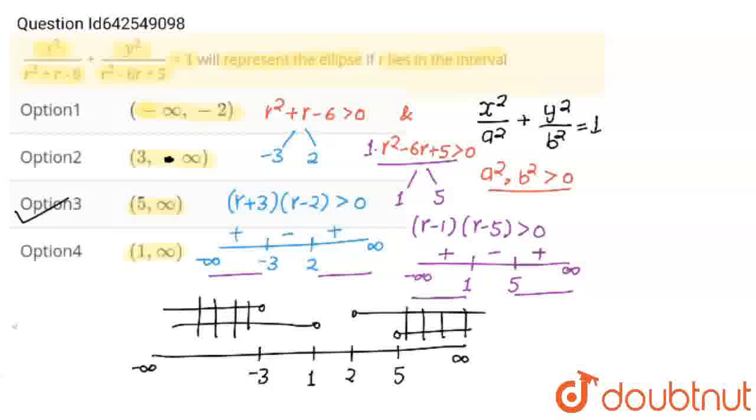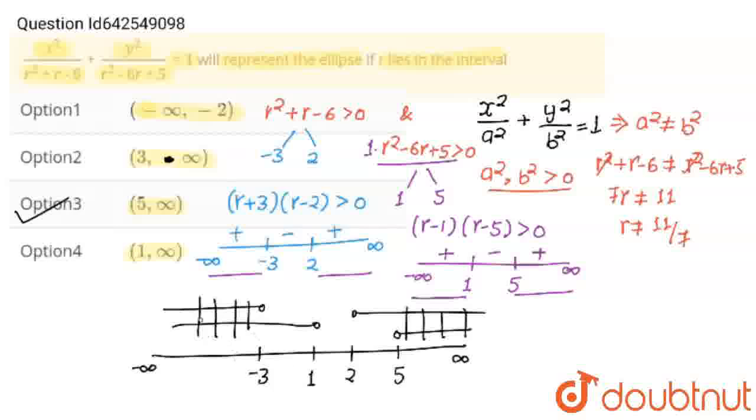There is one more condition for this equation to represent an ellipse: the value of a square should not be equal to b square. If a square and b square are equal, this will be a circle. So r square plus r minus 6 should not be equal to r square minus 6r plus 5. On both sides r square gets cancelled out, 6r comes to this side and becomes 7r, not equal to minus 6 going to that side, which becomes 11. So the value of r will not be equal to 11 upon 7.